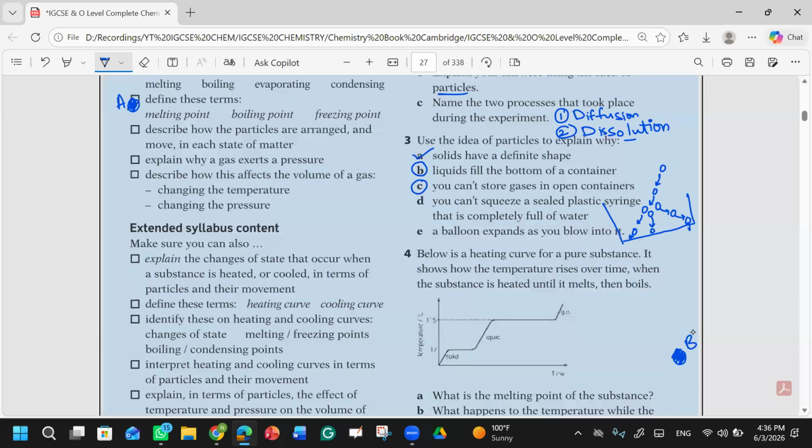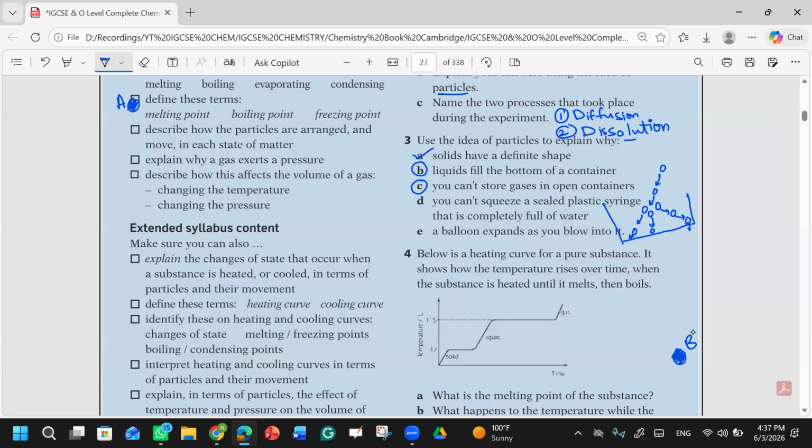So gases have very high kinetic energy, which means they can move at very high speed in different directions. One thing is that they are randomly moving, and second, they are moving with very high speed, and there is no attraction. That is why they can spread out in all directions and escape the container. They don't remain in an open container.